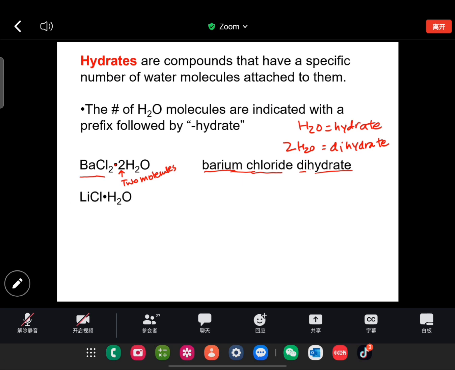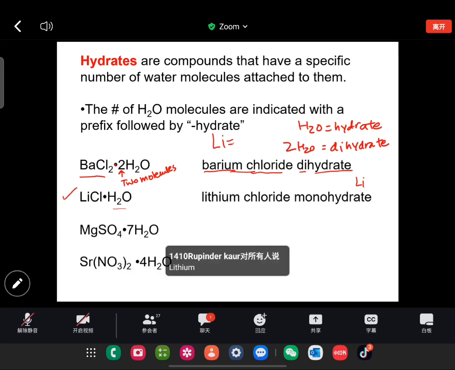Does anyone want to try what is the name of this compound? Look in your periodic table. What does Li stand for? Cl is chloride, and then we have hydrate here. So what does Li stand for? Lithium chloride. Yes, lithium chloride, but it will be monohydrate because there is one water molecule. Okay, so we're writing mono here.